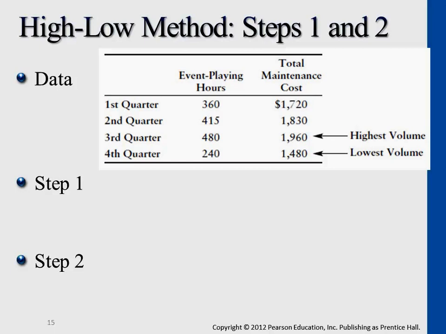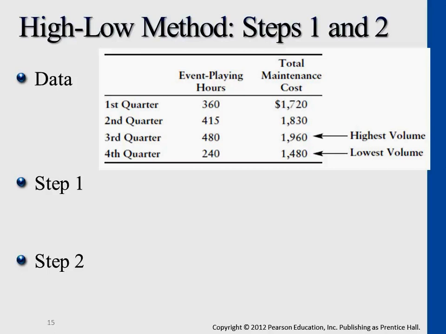And does it work for the third and the second? We can do the same calculation again. We know the slope, which is the variable cost that we'll use for each and every quarter. The third quarter, we have 480 hours. So we multiply this by $2 to get the total variable cost, which is $960. And then the third quarter total cost is 1,960. This is total. We minus the variable cost. This will give us the fixed cost portion, again, 1,000.